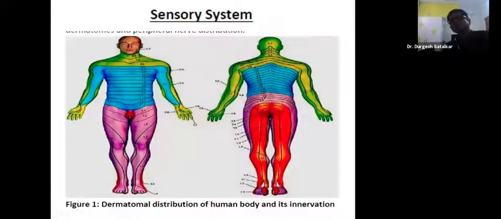Now coming to sensory system examination, we have the dermatomal distribution of the human body. From the neck to the upper part of the chest, we are innervated by C3, C4, and C5. From the upper part of the chest till the inguinal ligament, we have a thoracic dermatomal distribution. And the lower half of the leg has a lumbar dermatomal distribution. Similarly, on the posterior side, a similar distribution can be seen.